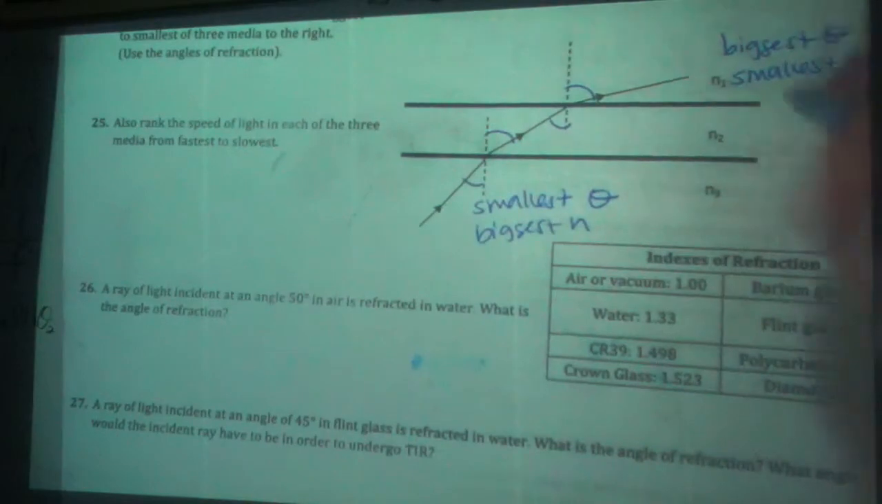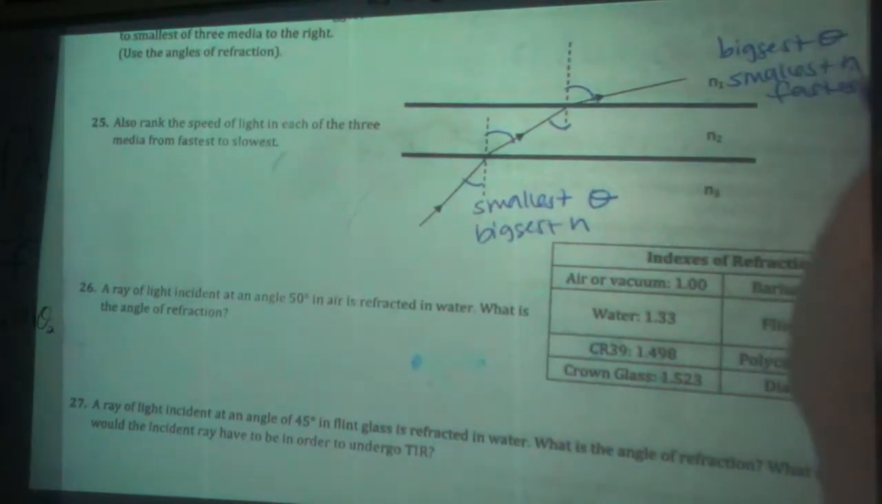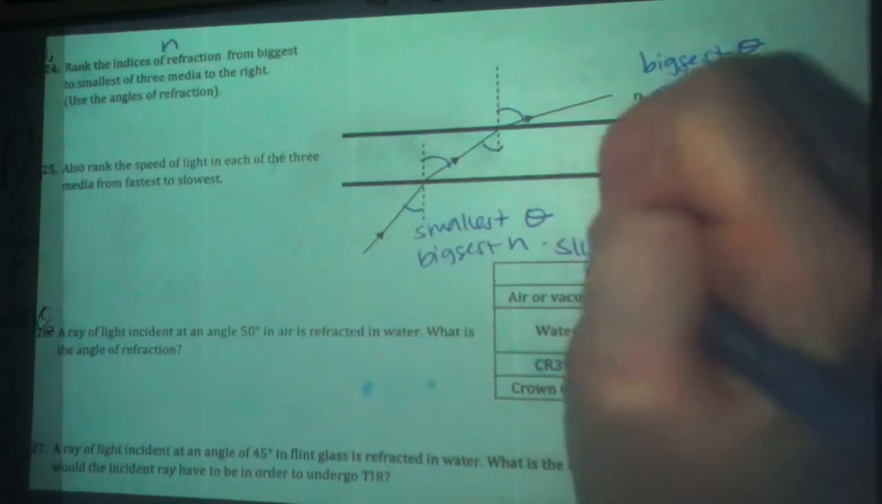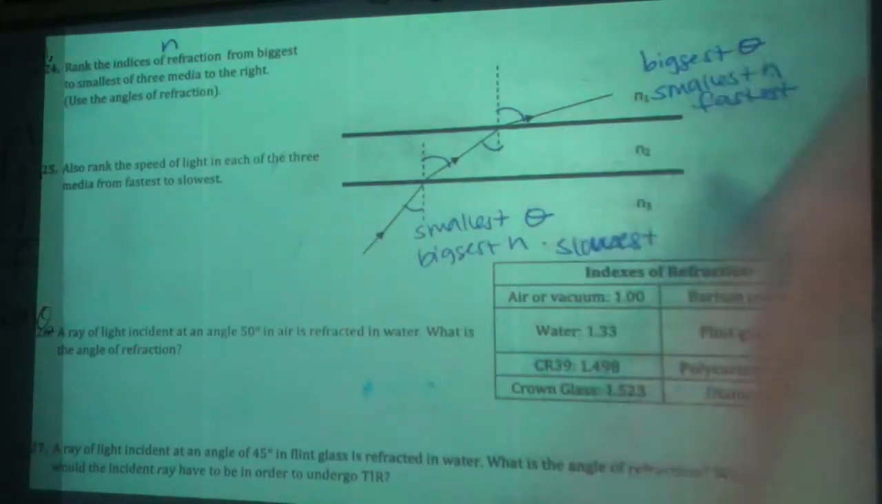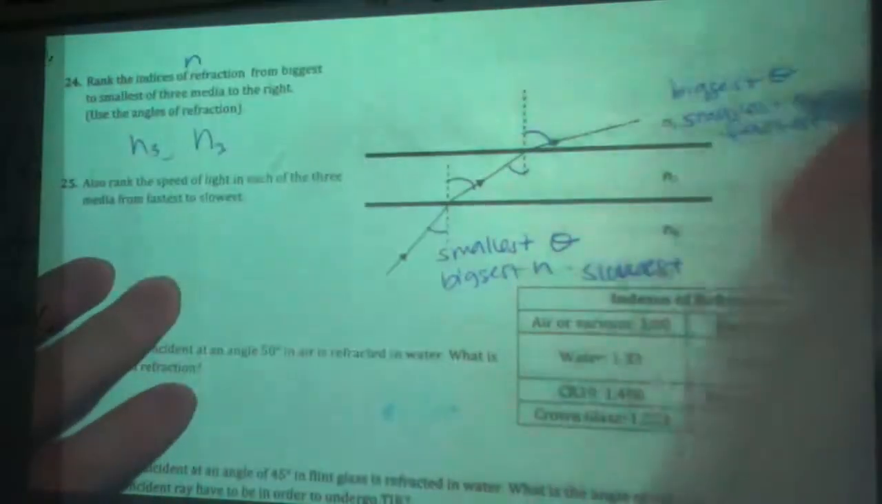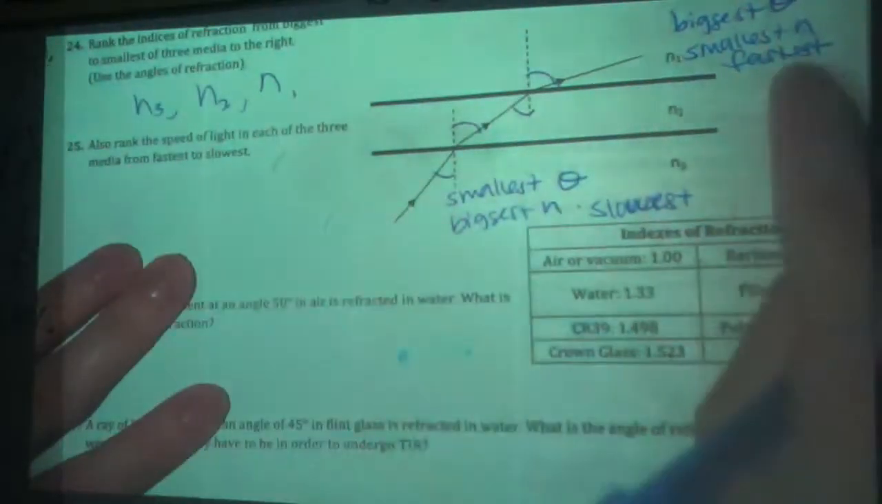Smallest n is the least dense, so that's going to go the fastest. If it's biggest n, that's more dense, this one's going to be the slowest. So ranking indices of refraction from biggest to smallest, that's ranking n. So the biggest n was n3, then n2, and the smallest n was n1. Speed of light, so fastest, that was in medium 1. I'm just going to call that v1, then v2, and then the slowest was in v3. So those are your rankings.